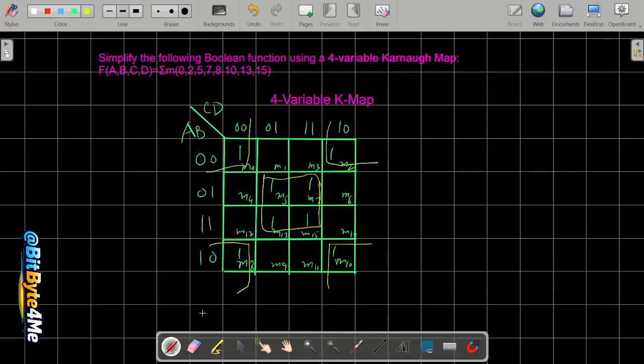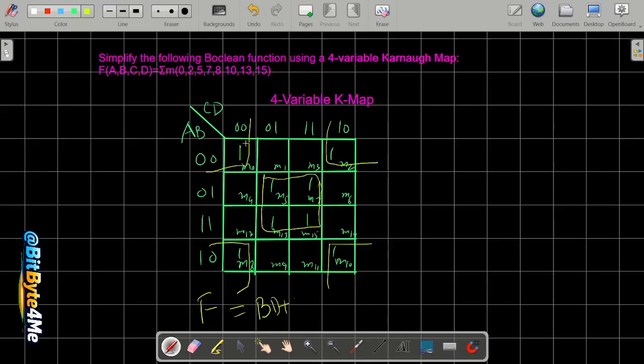So let's try to write the final equation for f. For this quad, the value of A changes from 0 to 1 and the value of B is 1 and 1. It is the same for both for this quad. 1 is here and 1 is here, so we will take B. And on this side, the value of C changes from 0 to 1 and the value of D is 1, 1 in both, so we will take D. So B D in this term, plus.